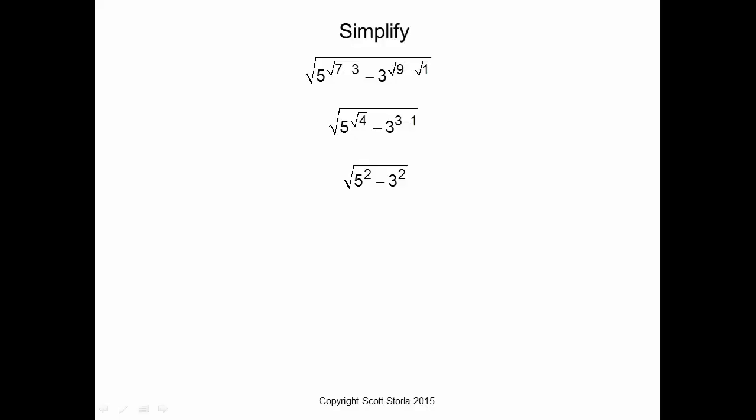Now in the radicand, I have implicit grouping. 5 squared will be 25, and 3 squared will be 9. 25 minus 9 will be 16, and the square root of 16 will give me 4.